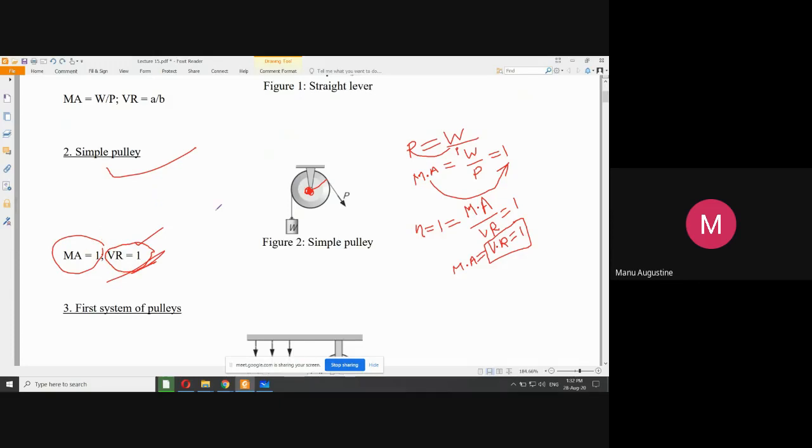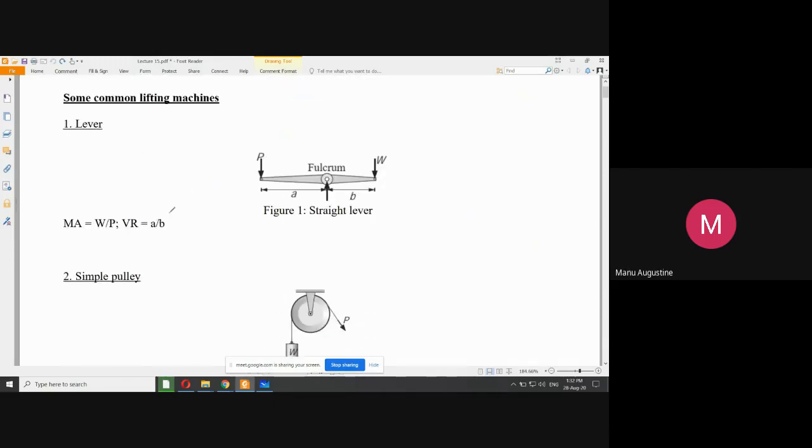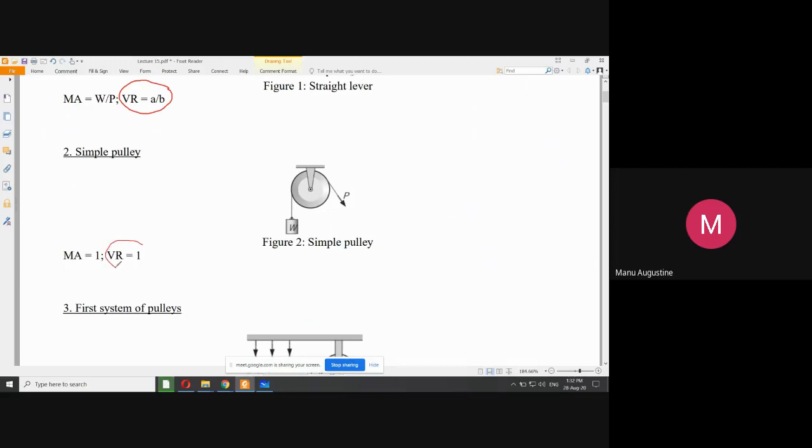So with this, we have covered simple pulley and lever. For lever, velocity ratio is A by B. Simple pulley velocity ratio is 1. You don't have to remember these expressions.